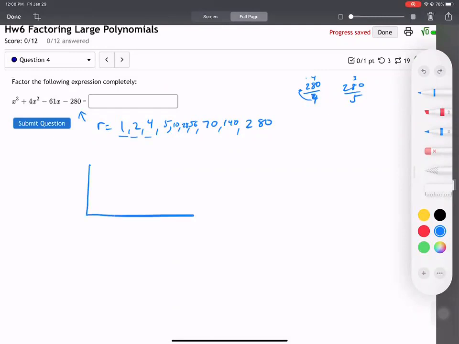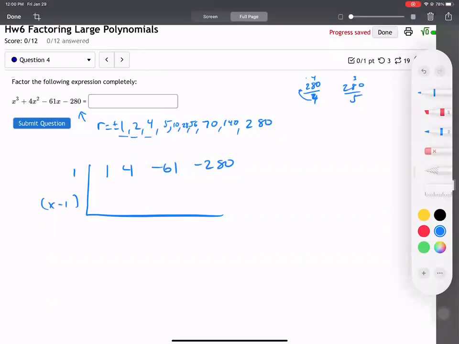So we write our synthetic division: 1, 4, negative 61, and negative 280. Those are really only 4 steps for us to check. Now I'm going to check starting from 1. Plus and minus, I don't know if it's plus or minus 1. Let's go try positive 1. My factor would be x minus 1.